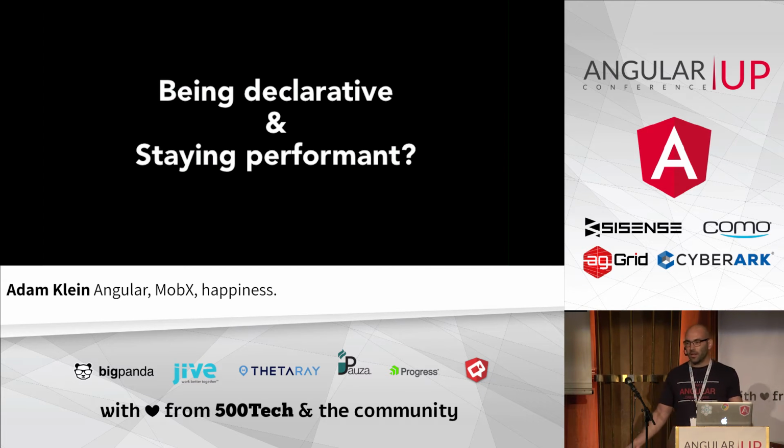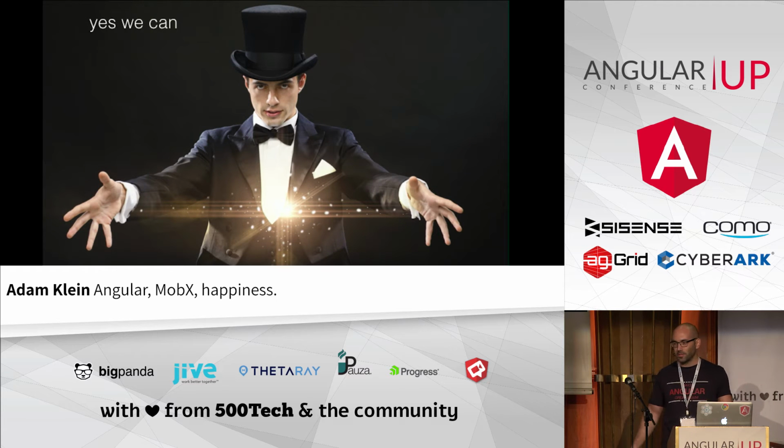So can we be declarative, but still stay performant? And the answer is yes, we can, using the magician called MobX. And he's a smart magician, not like the Angular 1 digest cycle magician.